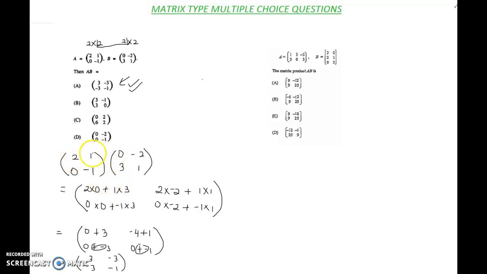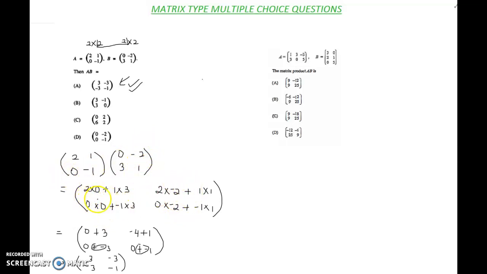Now we're going to go first row, second column. Same procedure. First number by the first number in the second column. So 2 by negative 2 plus 1 by 1. Now we're going to go second row, first column. Same procedure, 0 by 0 plus negative 1 by 3. And then second row, second column, 0 by negative 2 plus negative 1 by 1.